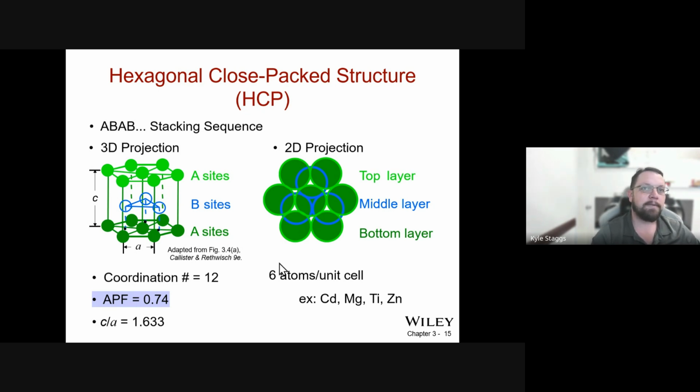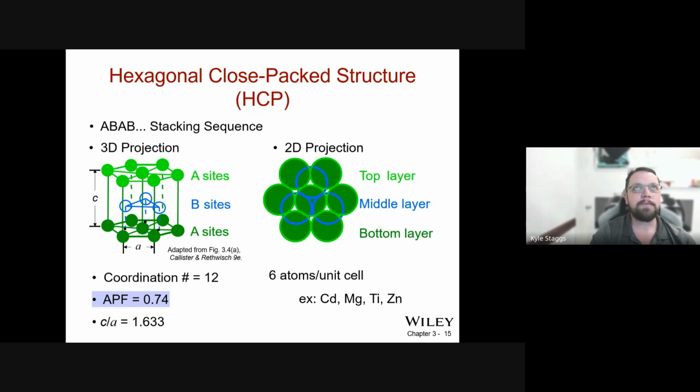So here we have another example of the 2D projections. We have a top layer, a middle layer, and a bottom layer. In this case, the bottom layer is the same as the top layer. So instead of being yet a 3rd position, they're evenly staggered, so they have the same packing density there. Cadmium, magnesium, titanium, and zinc are examples of things that are naturally found with hexagonal close packing.